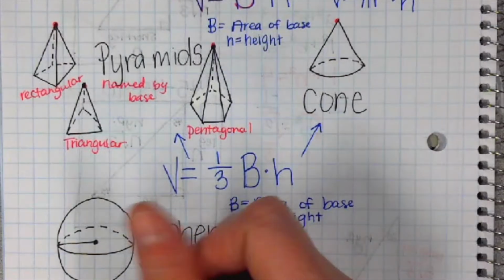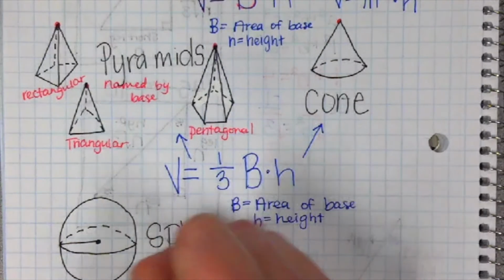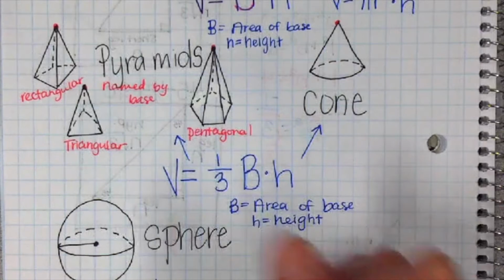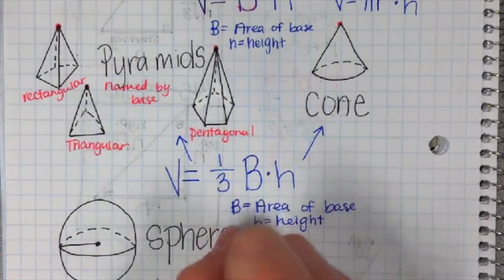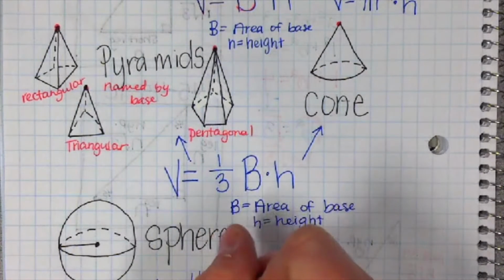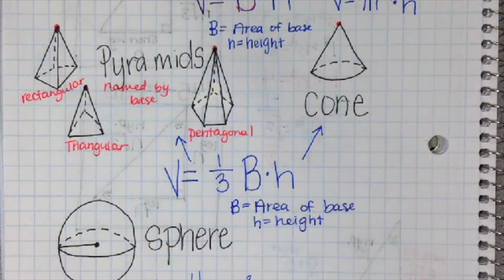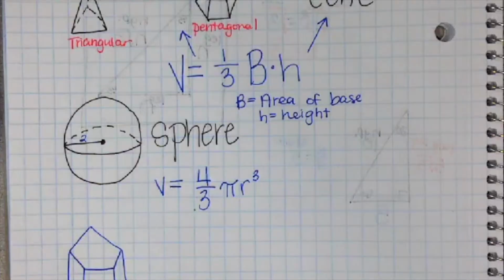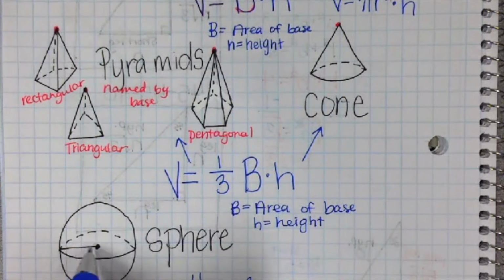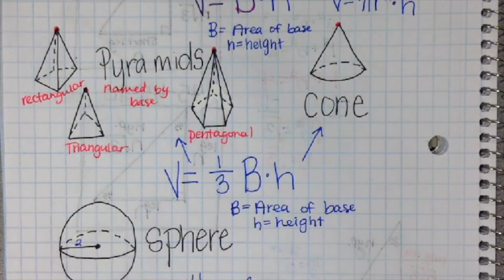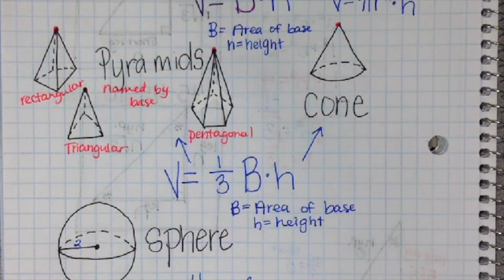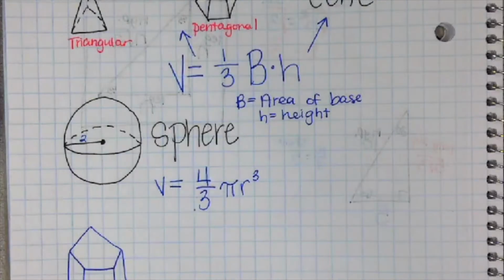Sphere is a little bit different. I'm not going to show you where that comes from, but volume of a sphere is 4/3, so this one you just have to memorize, 4/3 pi r cubed. And that is how you find it. So you are going to look for the radius. So if this was 2, you would plug 2 into this equation and multiply it all out.